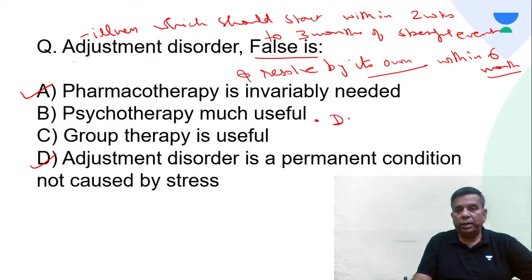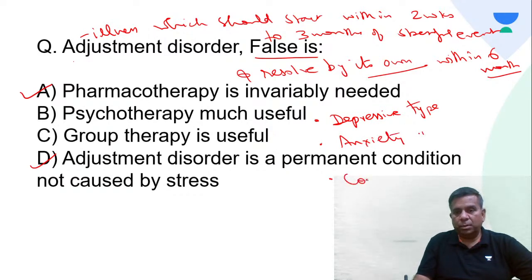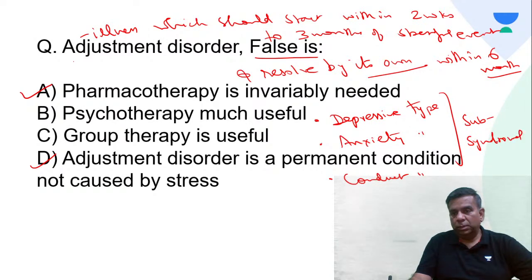It is of the following types: depressive type, anxiety type, conduct type. What do you mean by type? Symptoms are sub-syndromal. So if we have to choose one, the answer should be D, because it is not a permanent condition.